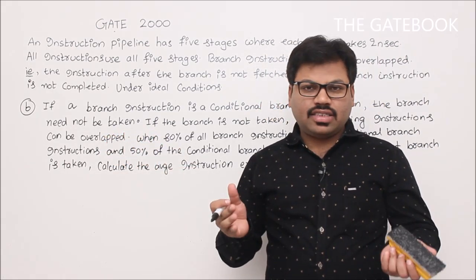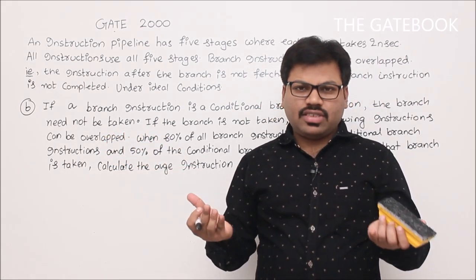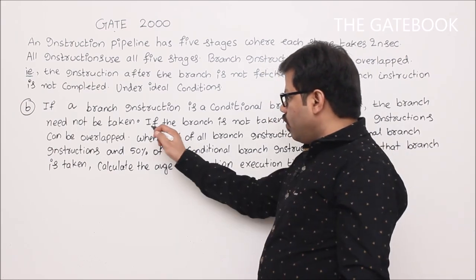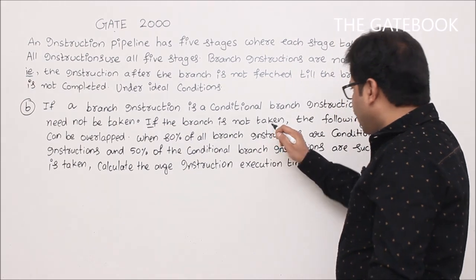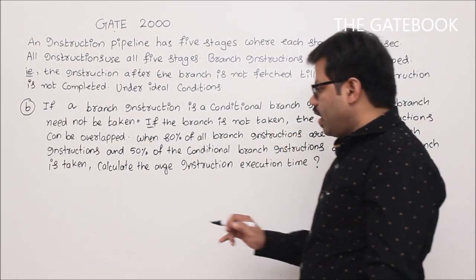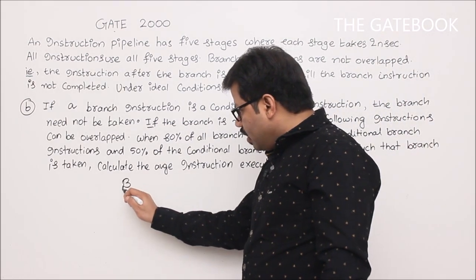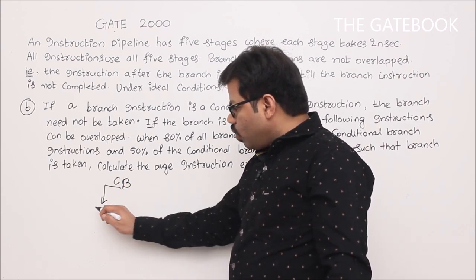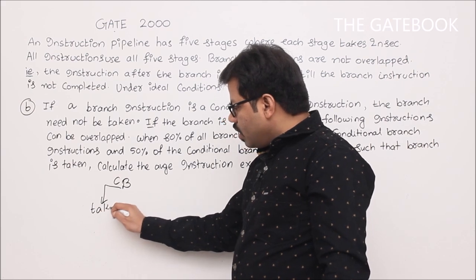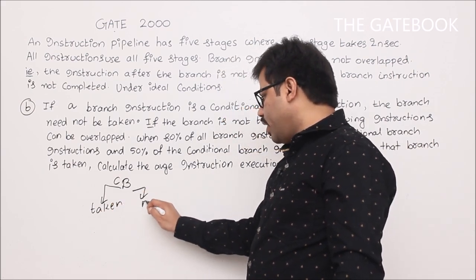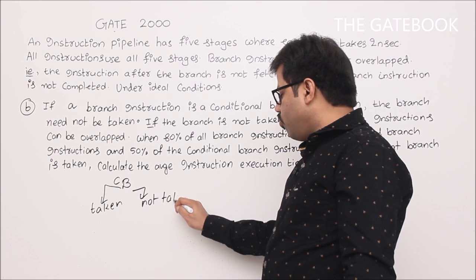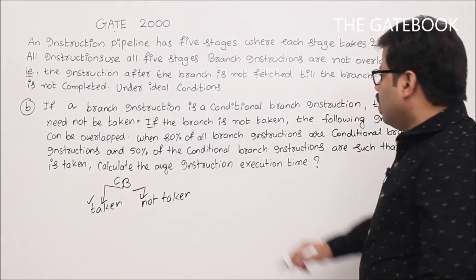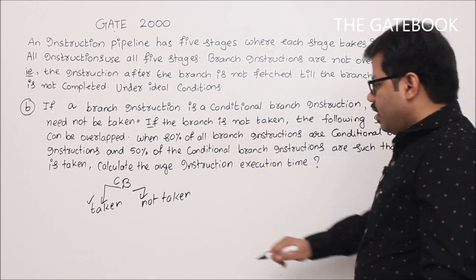If the branch is conditional, then the branch need not always be taken. Sometimes it may be taken, sometimes it may not be taken. So now, if the branch is not taken, what happens, he's telling. So finally you have a branch instruction, right? That conditional branch instruction. At that time the condition may be true and the branch may be taken, or the branch may not be taken. There are two cases he's explaining to us. Fine. So what if the branch is taken? He's telling. What if the branch is not taken?